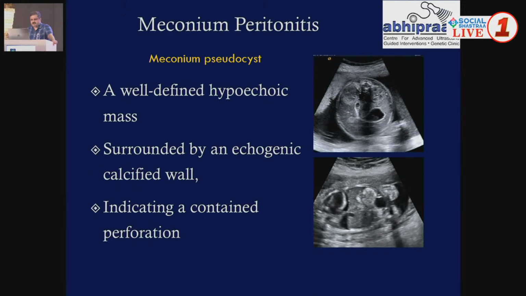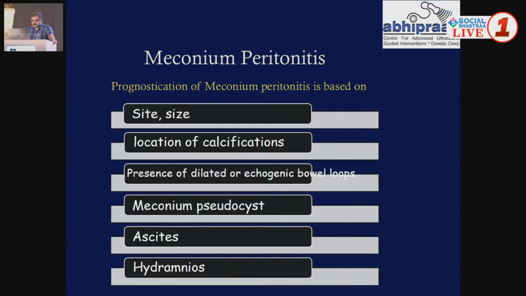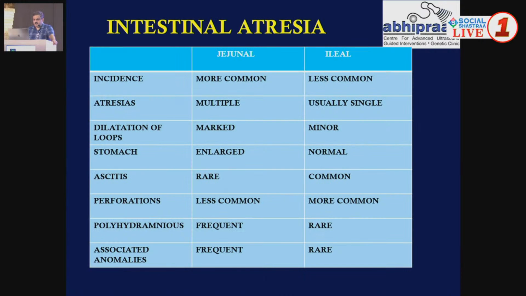is a localized perforation which gets localized, and eventually, if you do not have any other associated features, if you do not have dilated bowel, if you do not have too much ascites, it in fact has a better prognosis. So the prognostication actually depends on the size, location, calcifications, but most importantly, still the presence of dilated bowel, ascites, and polyhydramnios.